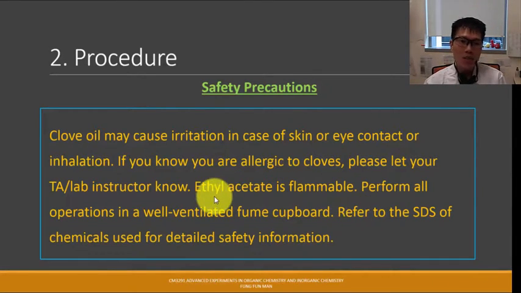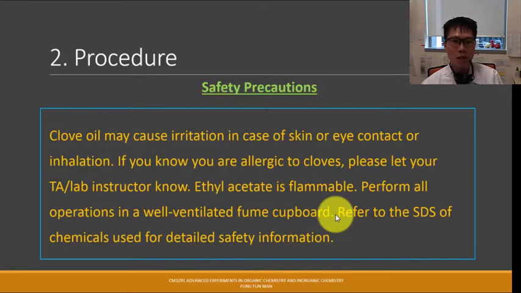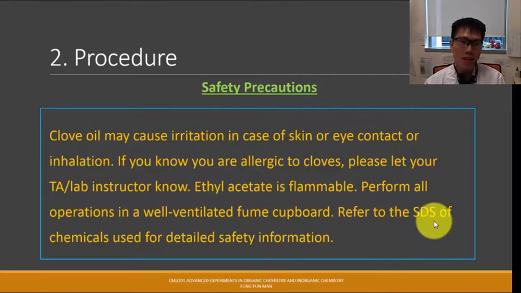Later on, you'll be using ethyl acetate to extract the clove oil, and this is flammable, so you've got to perform all operations in a well-ventilated fume cupboard. Please refer to the SDS. I've uploaded it online on the IVLE, the safety data sheet of the chemicals used, for detailed safety information. Good information to know will be boiling point, melting point, flash point, the appearance, density. At least know these.